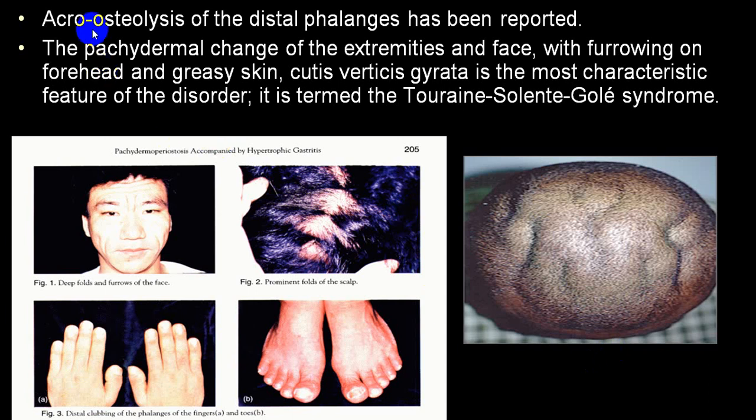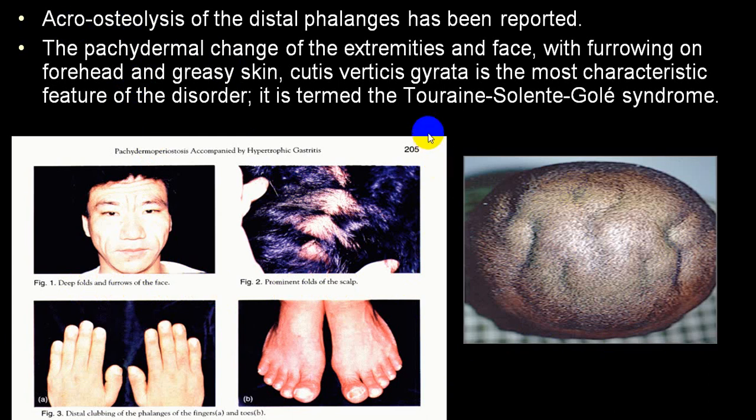There is one word called acro-osteolysis. This is a pachydermal change of the extremities and face, where you get typical signs such as scalp changes, nasal folds, clubbing, prominence of folds in the scalp, and deep folds and furrows of the face. This is very typical. It is described as pachydermal change because of acro-osteolysis, and these are the changes in the scalp.